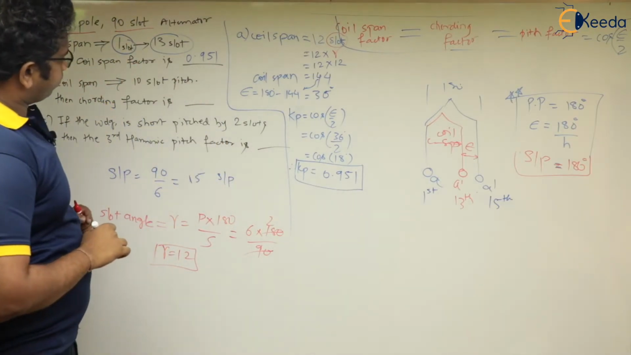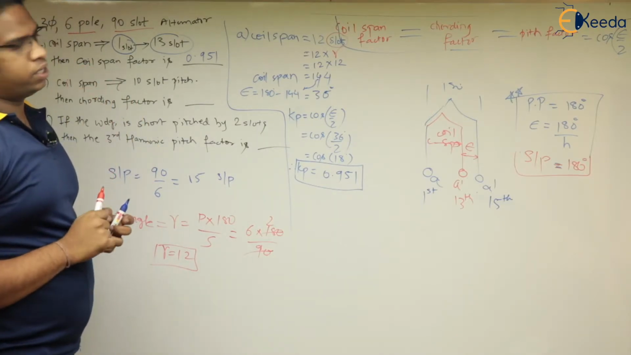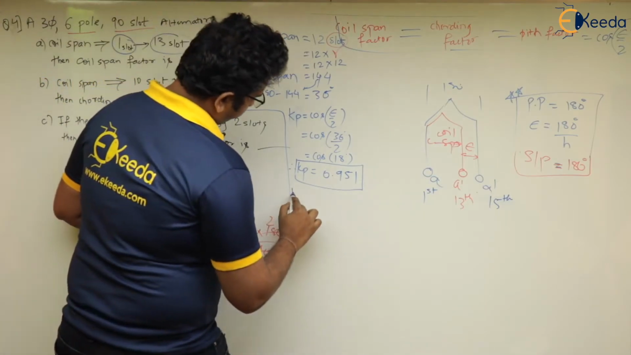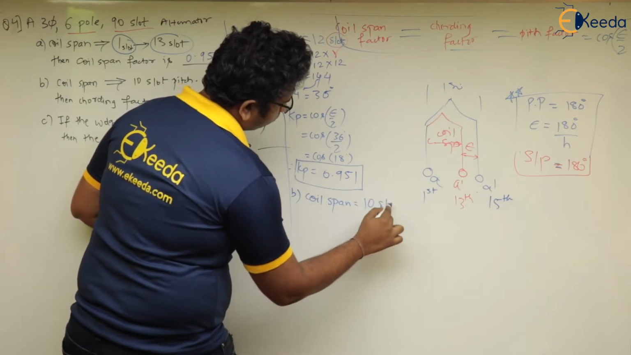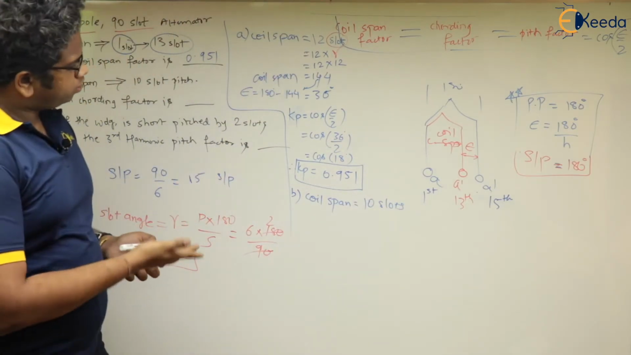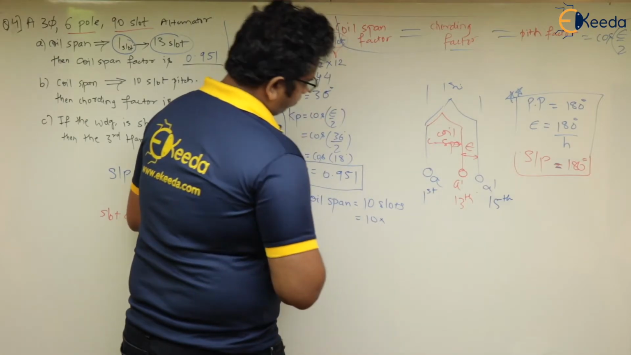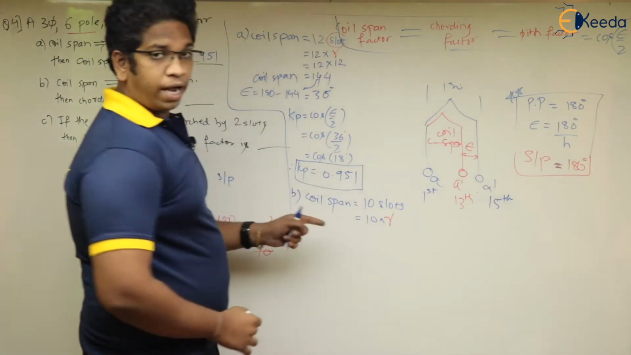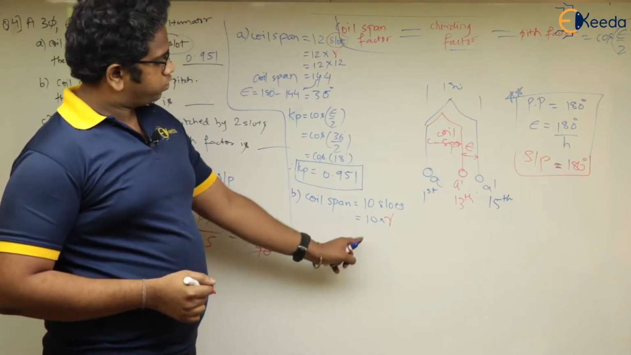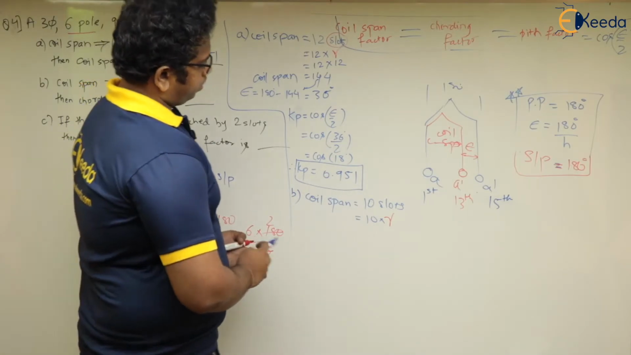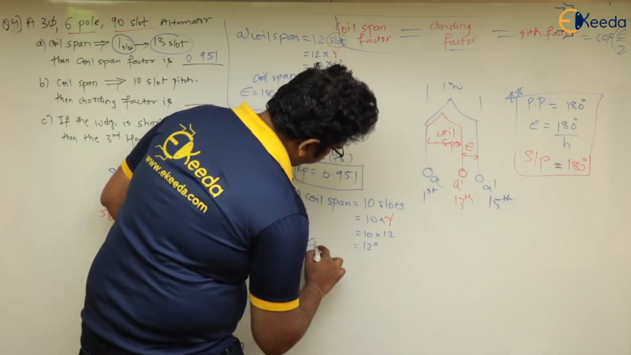Now let us think of the next one. They are saying that the coil span is for 10 slot pitch. 10 slot pitch in the sense, simple, B: coil span of 10 slots only. 10 slots is going to be 10 into gamma, because the angle is with respect to the slots only. 10 into gamma is 10 multiplied by 12, which is equal to 120 degrees. This is the coil span.